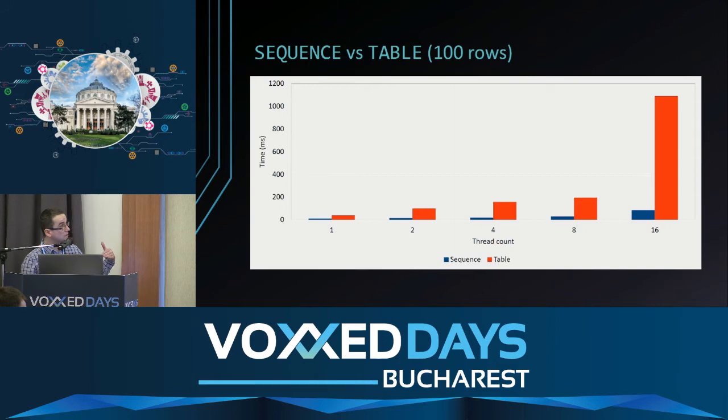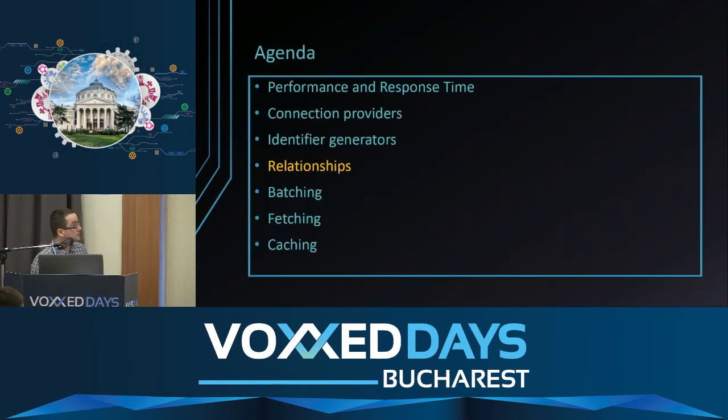On the other hand, the more threads you have, the more the performance bottleneck is going to be the table. So yes, if you have to make a choice, choose sequence. If you cannot use sequence, use identity, but never use table. Okay, so now we can go further for relationships.